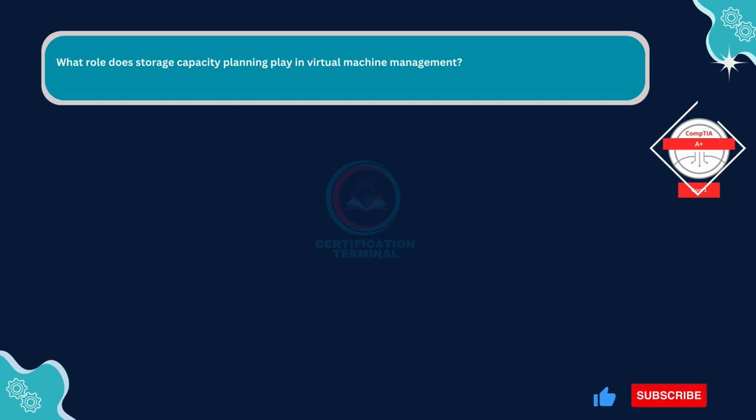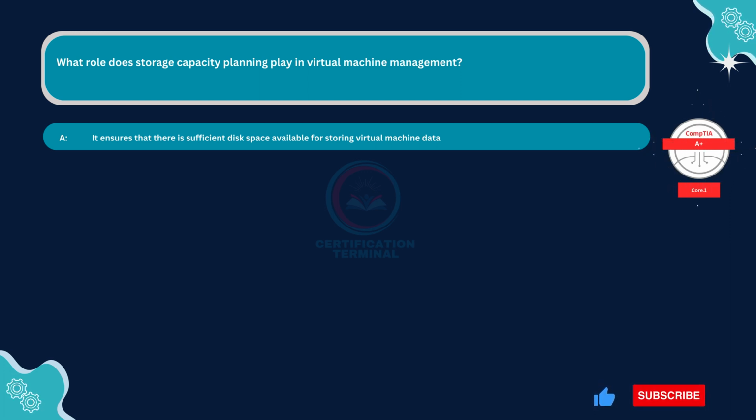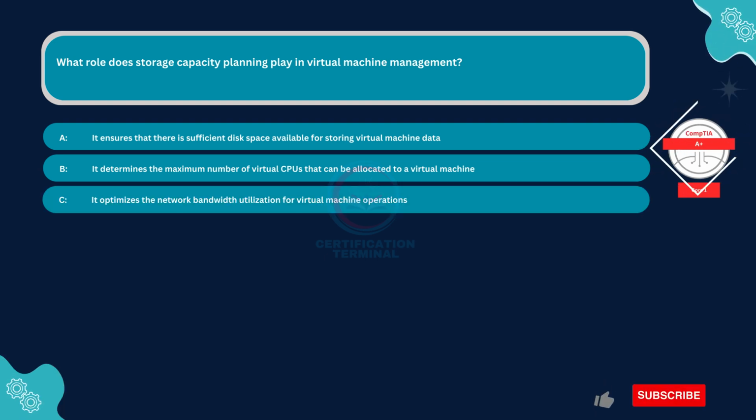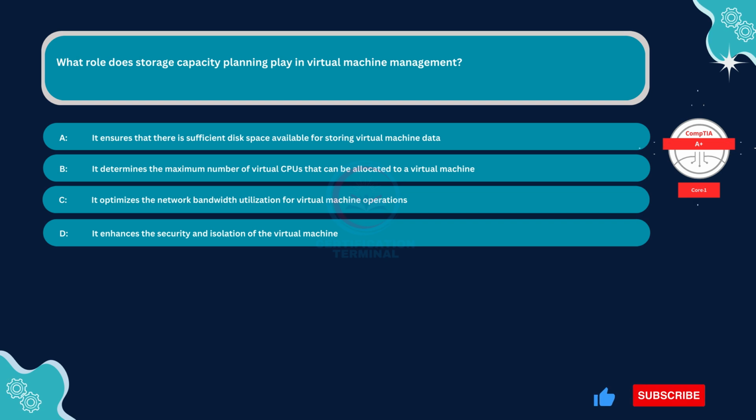Next question. What role does storage capacity planning play in virtual machine management? Option A. It ensures that there is sufficient disk space available for storing virtual machine data. Option B. It determines the maximum number of virtual CPUs that can be allocated to a virtual machine. Option C. It optimizes the network bandwidth utilization for virtual machine operations. Option D. It enhances the security and isolation of the virtual machine.